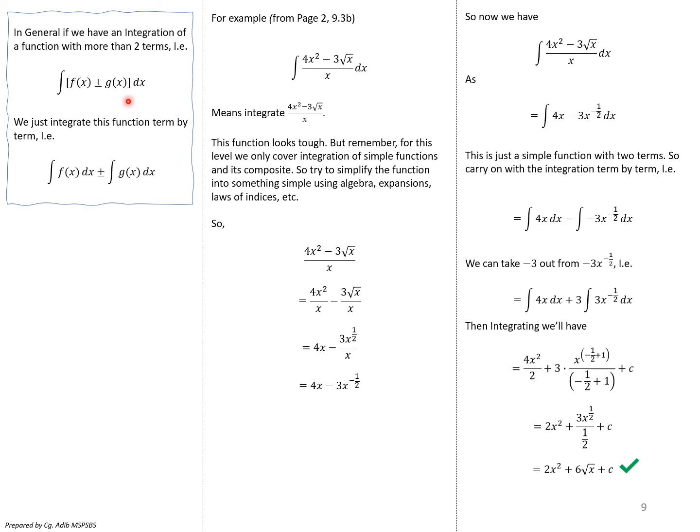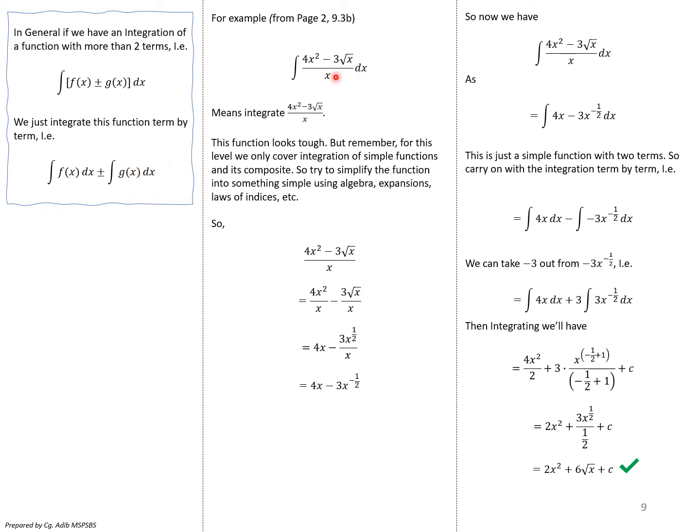The second rule is if you have the integration of a function with more than one term, for example, integration of f(x) plus or minus g(x) dx, we can separate this by integrating it term by term. So integration of bracket f(x) plus minus g(x) bracket with respect to x, we can express it like this: integration of f(x) plus minus integration of g(x).